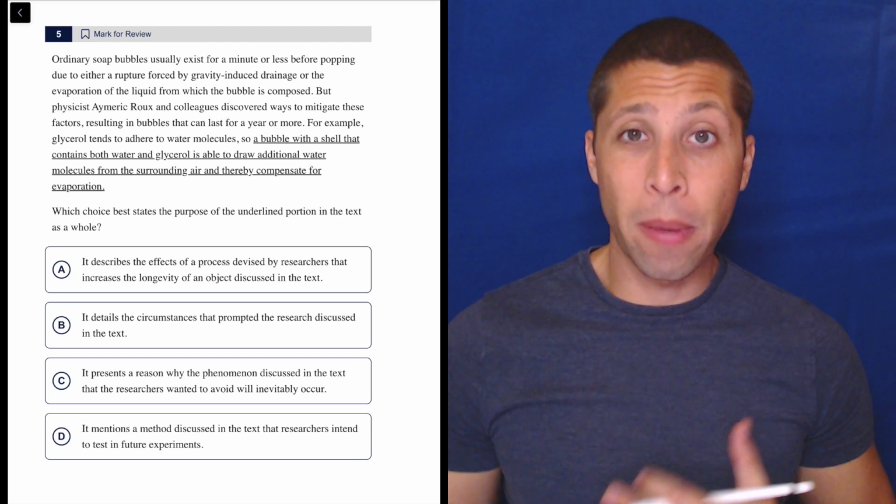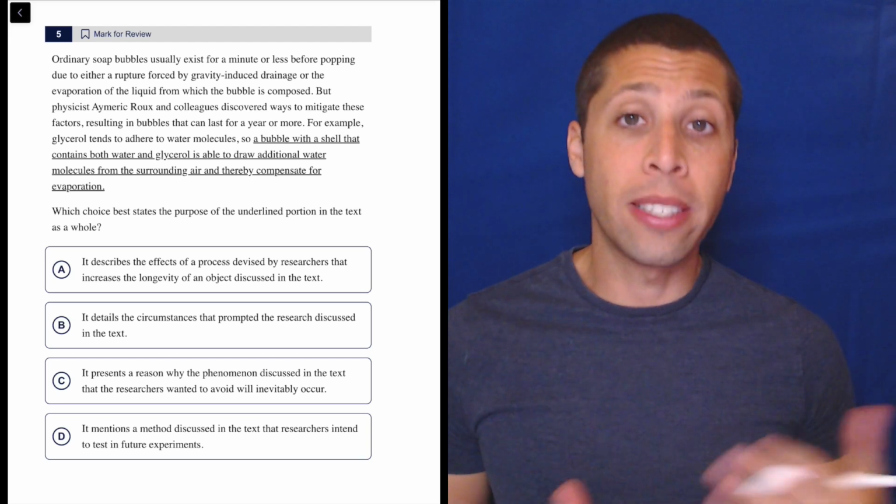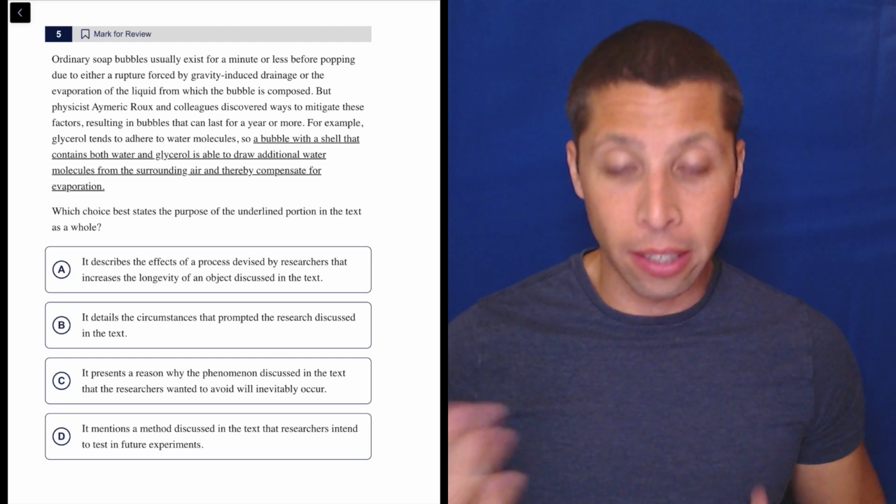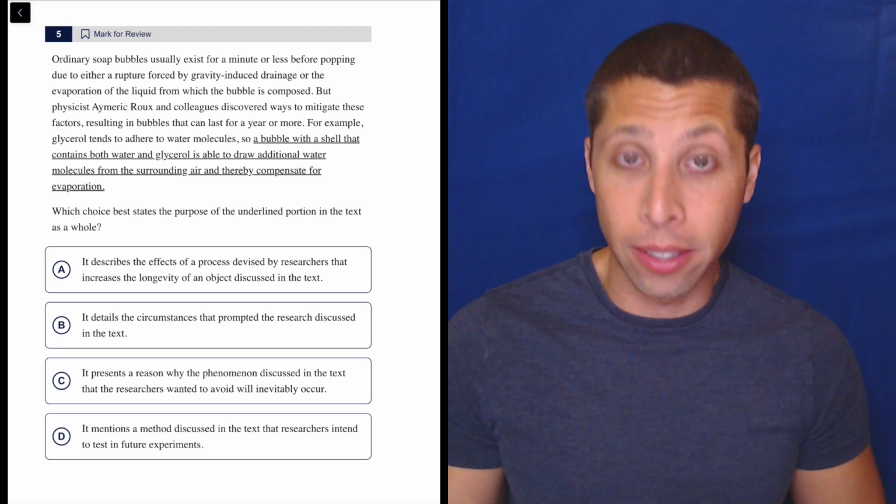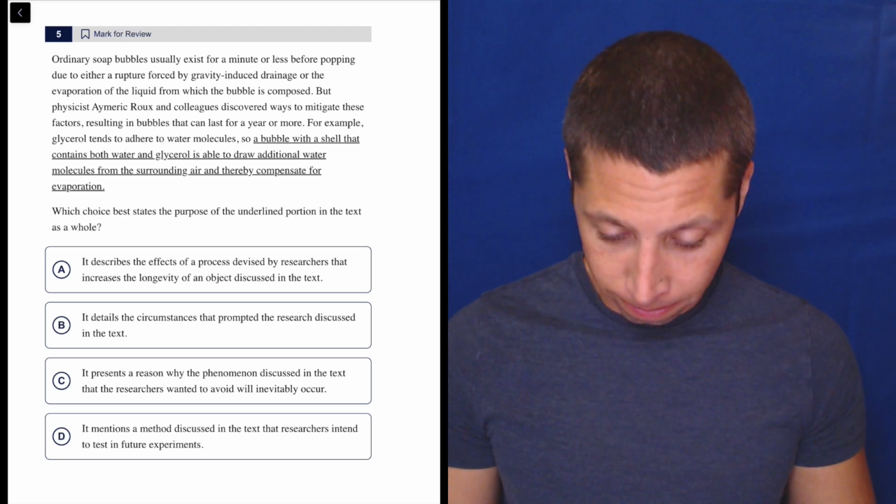When the question asks for the main purpose of an underlined portion, we still need to read the entire passage, because sometimes that's related to the entire passage. So let's just start at the beginning.